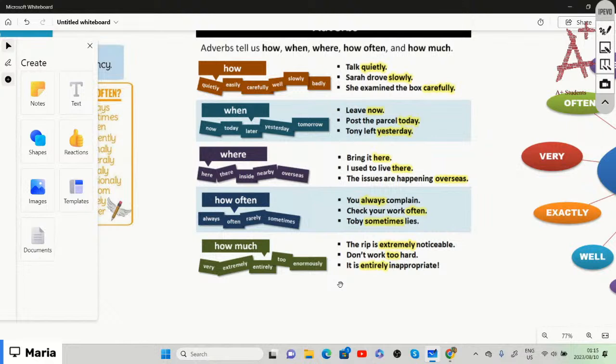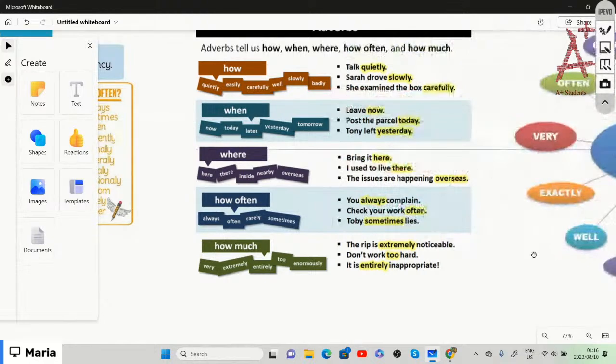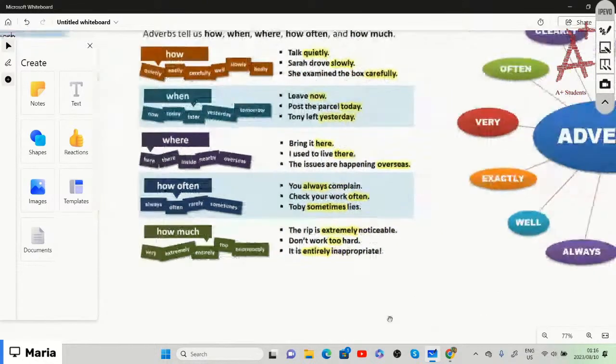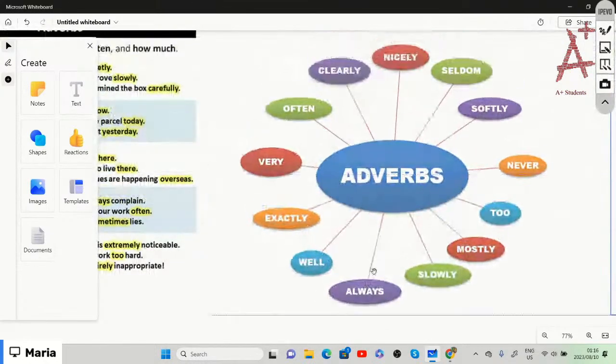And we already made a few examples of how much. The rip is extremely noticeable, right? So extremely tells us how much. Don't work too hard. So too tells us how much. It is entirely inappropriate. So entirely tells us how much, right? And that is but a few of our adverbs, right?